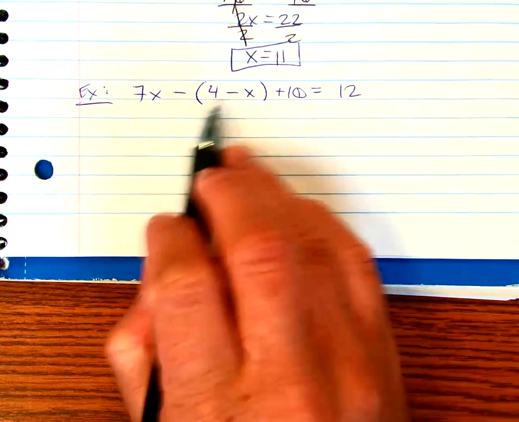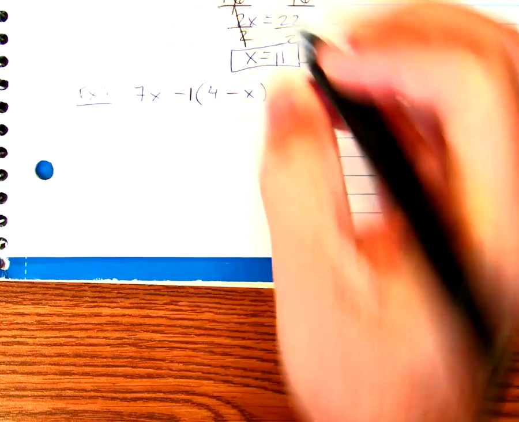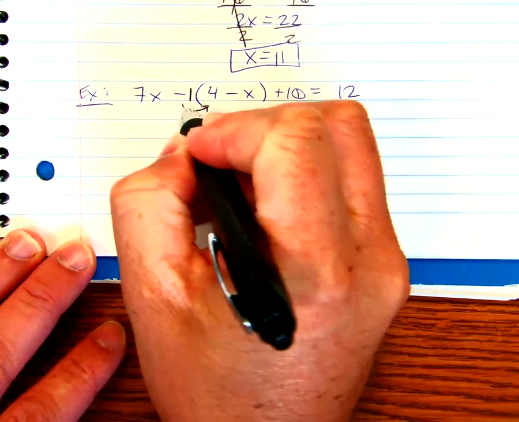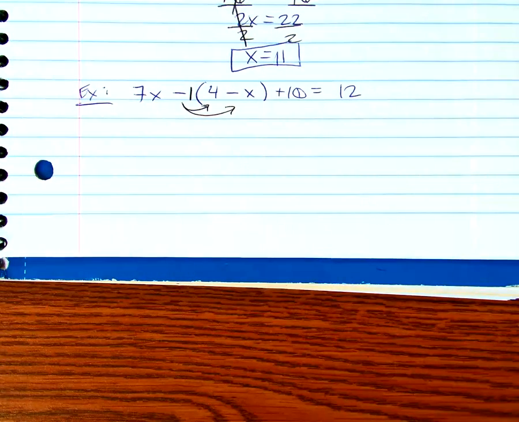So because of the parentheses, we know we're distributing. We're going to put the 1 in. We are distributing a -1. And again, remember, when you are distributing, it is multiplying by -1. We are not adding it, subtracting it.